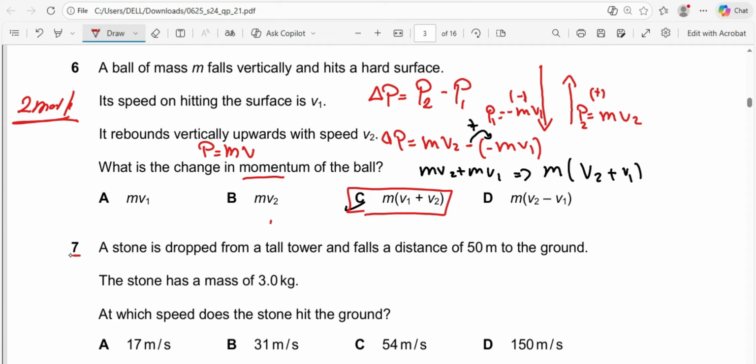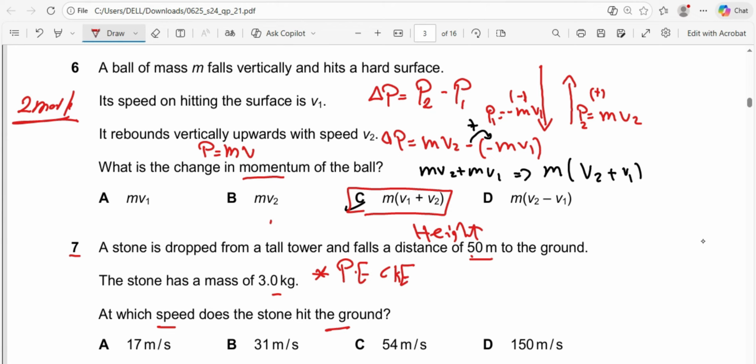We should keep in mind the direction of moving the object. Second point, or second mark: a stone dropped from a tall tower falls a distance of 50 meters to the ground. The stone has a mass of 3 kilograms. At which speed does the stone hit the ground? In this case, if you find a height related to the speed, and there is mass, you should think of potential energy and kinetic energy.